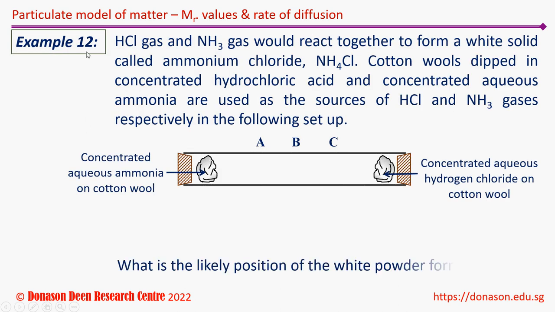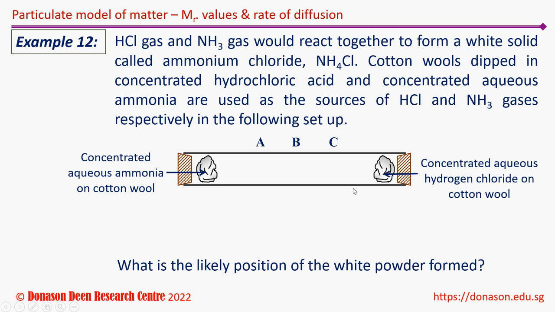Okay, let's look at another question, example 12. There is HCl gas and ammonia gas. HCl is hydrogen chloride gas. These two gases react together to form a white solid. This is a gas, this is a gas, and when they react together, they form a white solid called ammonium chloride, whose formula is NH4Cl. Now, how do we produce HCl gas and NH3 gas in this experimental setup?